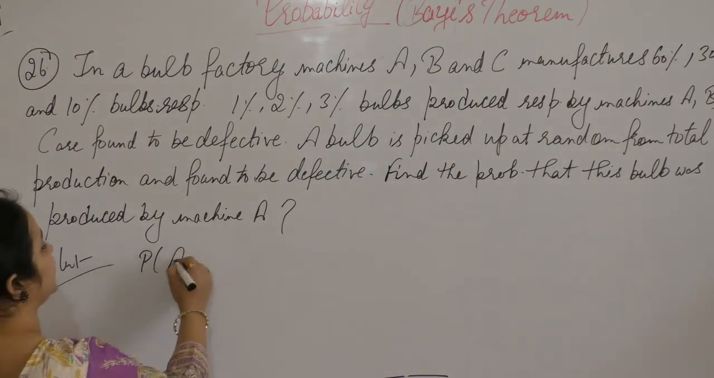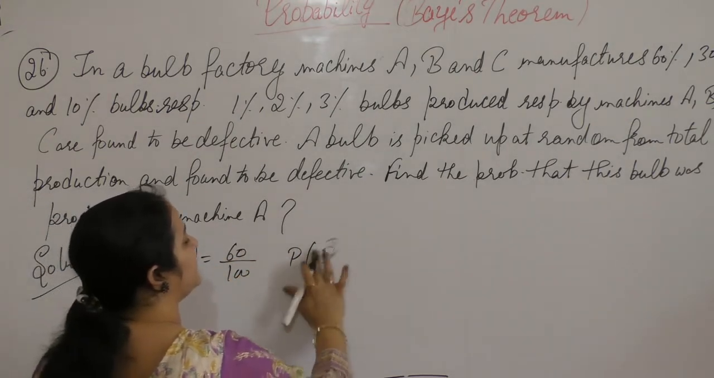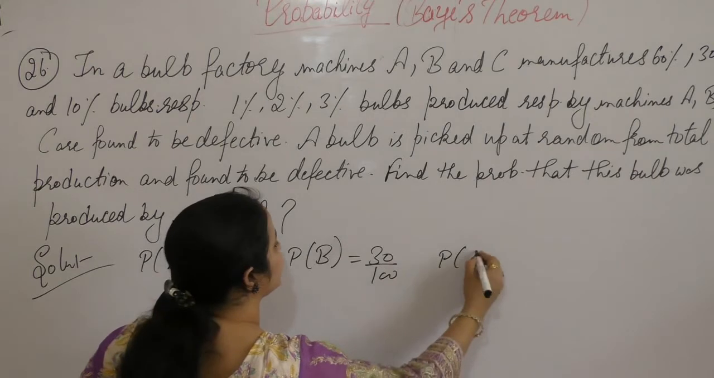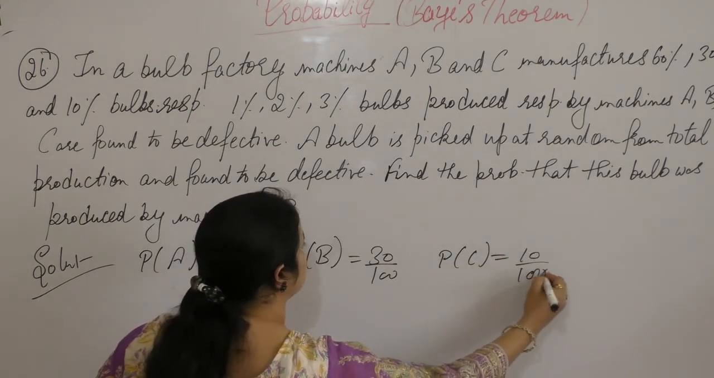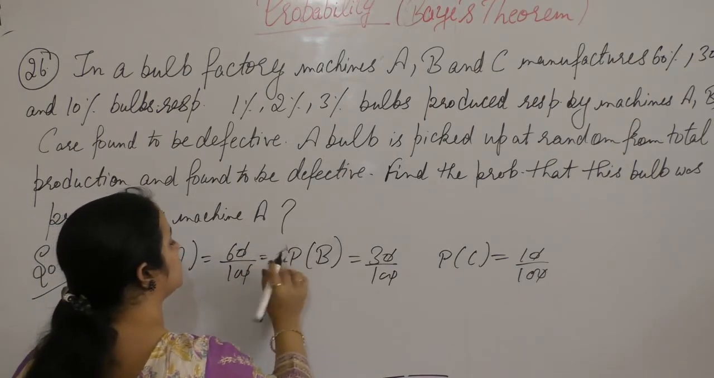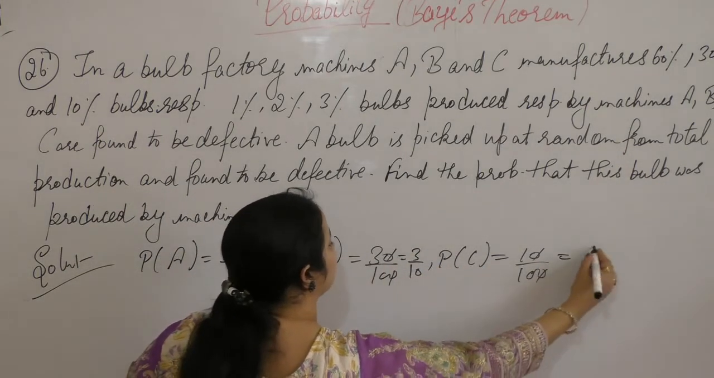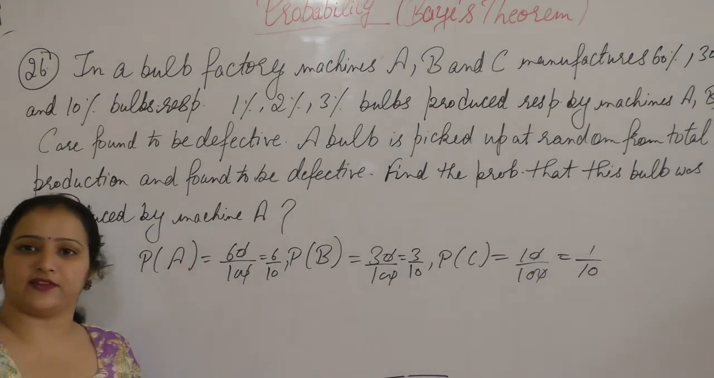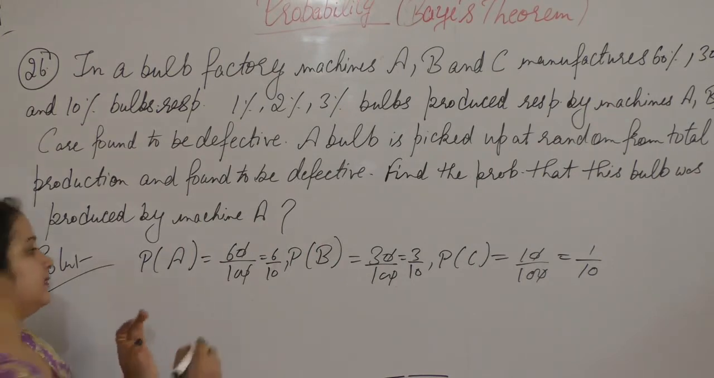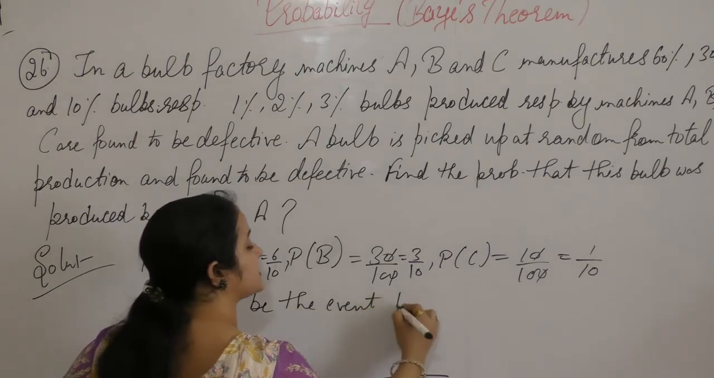Probability of machine A producing the bulb is 60%, machine B is 30% and that of C is 10%. So 6 by 10, 3 by 10 and 1 by 10. Now the bulb is defective. Let E be the event that the bulb is defective.